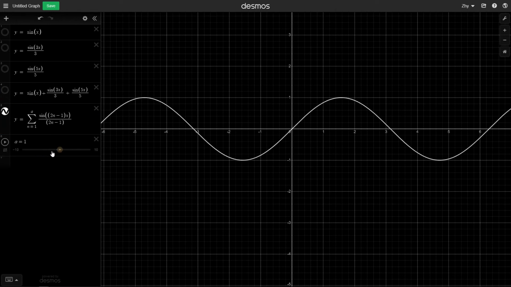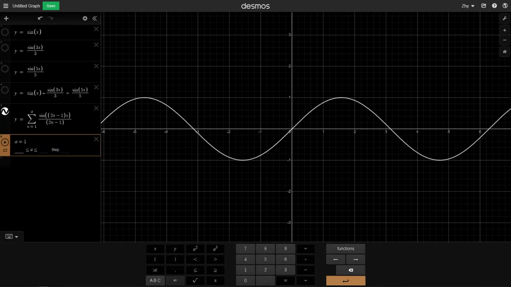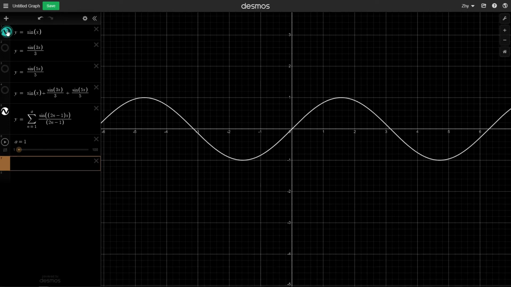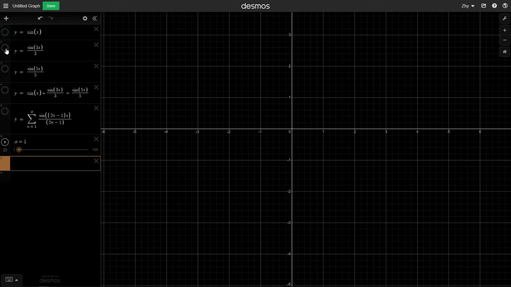Okay, let's try to add a slider from, let's say, 1 to 100. Step size 1. Okay. If n is equal to 1, this would be the signal. Katong original. Pero kung n is equal to 3, mauni siya.